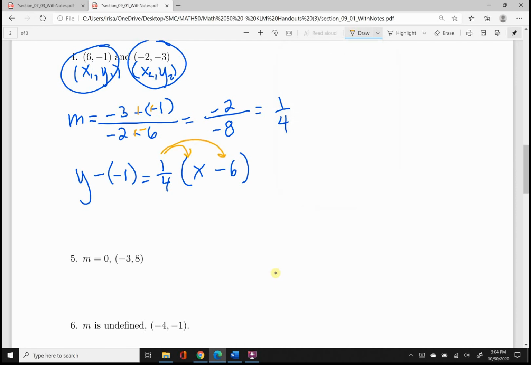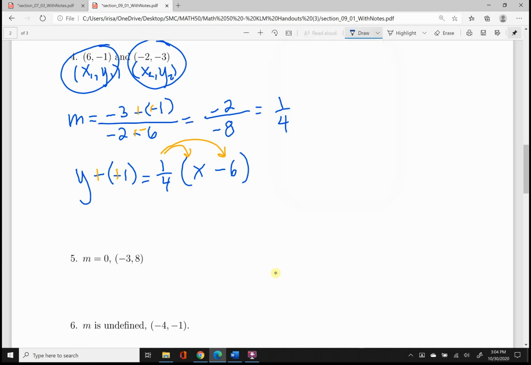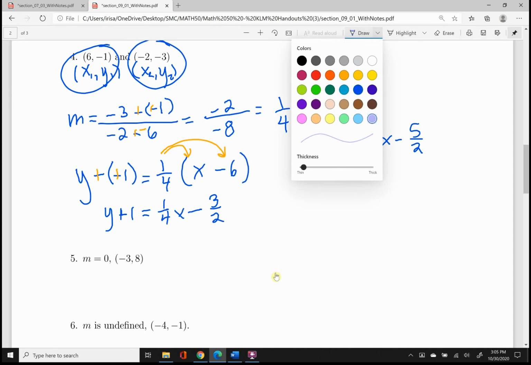So yeah, distribute this through, change the signage there, and what's next? We have y plus 1 equals 1/4, excuse me, x minus, what's 6/4 going to reduce down to? 3/2? Sure. And then I'm going to subtract 1 from both sides in the form of a 2/2, so that'll be 5/2 actually. Subtracting 2/2 from a -3/2, it'll be -5/2 total. So therefore, it'll be y equals 1/4 x minus 5/2. Cute, so fun.